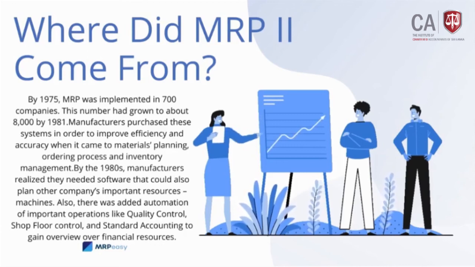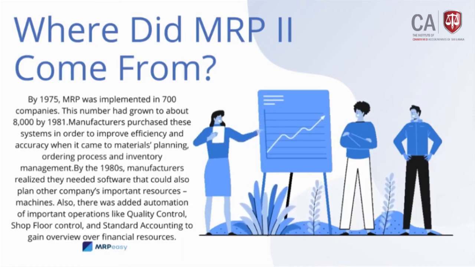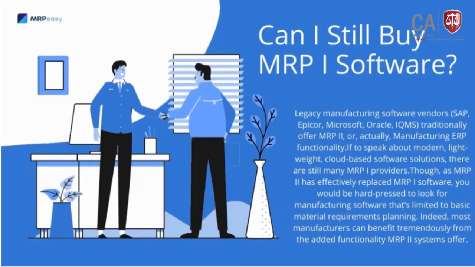Manufacturers purchased these systems in order to improve efficiency and accuracy when it came to materials planning, ordering process, and inventory management. By the 1980s, manufacturers realized they needed software that could also plan other important company resources, like machines. Also, there was added automation of important operations like quality control, shop floor control, and standard accounting to gain an overview of financial resources. Can you still buy MRP 1 software?